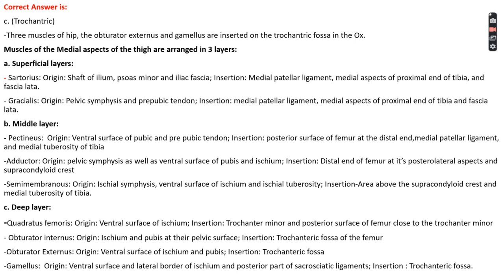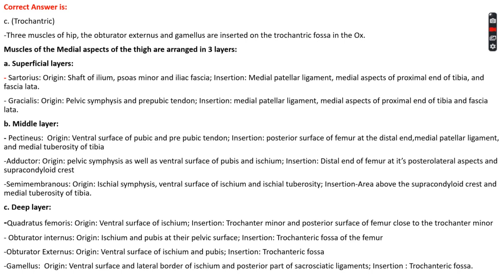Okay, the last layer is the deep layer. If we see the deep layer of these thigh muscles, then we find four types of muscles: the quadratus femoris, obturator internus, obturator externus, and gemellus muscles. Okay, the origin of the quadratus femoris muscle is the ventral surface of ischium, and this muscle inserts at the trochanter minor and the posterior surface of the femur close to the trochanter minor.